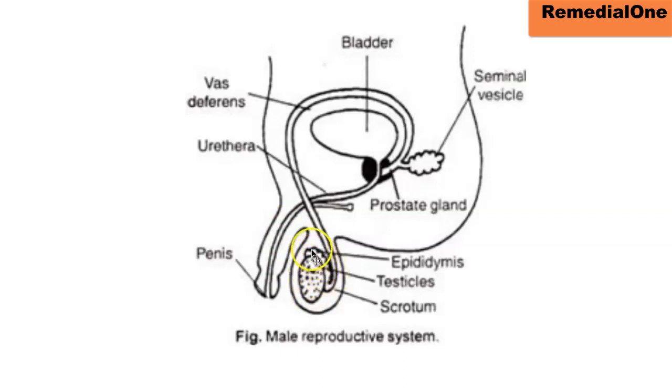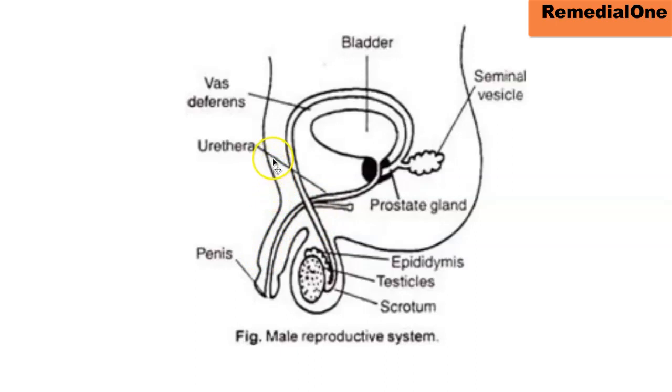The epididymis is here. Then we have the vas deferens. This is the vas deferens or the sperm duct. Vas deferens, also known as the sperm duct. Then we have the scrotum or the scrotal sac. This is the scrotum or the scrotal sac. So we have the testis, epididymis, then the scrotum or the scrotal sac. Then we have the vas deferens here, and this is the penis.